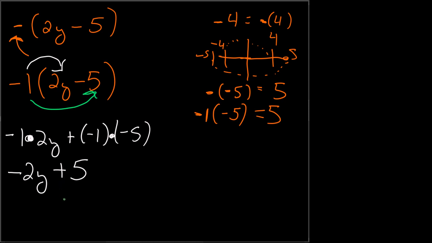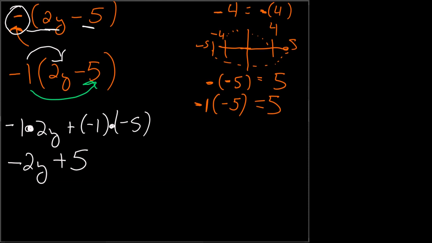One way to look at it, when I see a negative out here, the signs change on each term. So this was positive, it became negative. This was negative, it became positive. And that's how I tend to do that, is I change the signs of what's in there. Well, let's look at how this actually shows up more often than not.